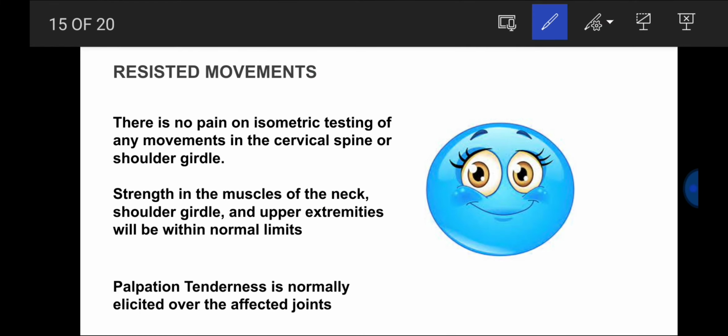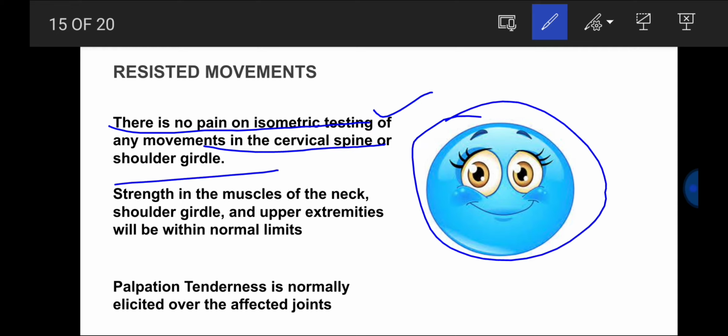Then we proceed to the resisted movement. There is no pain on isometric testing of any movement in the cervical spine. So there is a happy face. Strength in the muscles of the neck, shoulder girdle, and upper extremity is within normal limits.